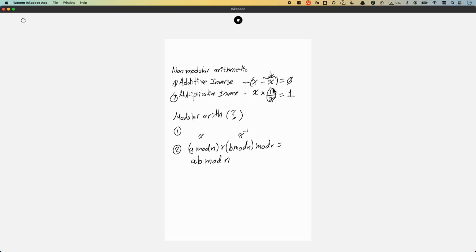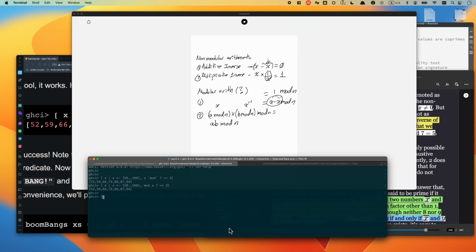So what you get here, regardless of what you have, is if you have x times x^-1 mod n, then this immediately turns out to be 1 mod n. It doesn't matter what numbers you have here, pretty much. So let's investigate that with Haskell for a moment. Let's jump into that right away.